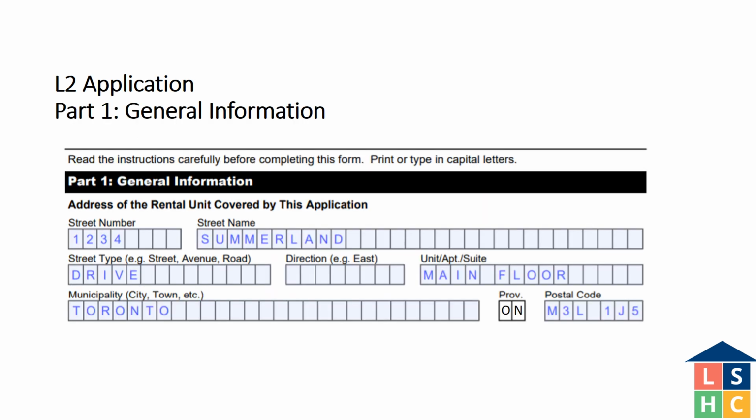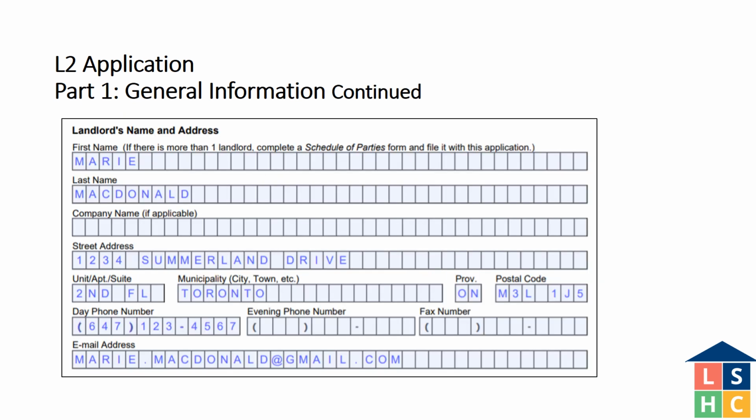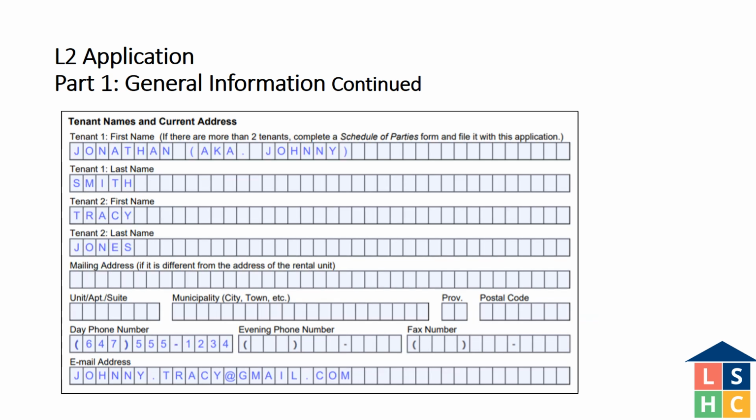Make sure the address in the L2 application matches what you have on the N5 notice. If there is more than one landlord, use the Schedule of Parties form from the Landlord and Tenant Board website to add them to the application. If there are more than 2 tenants, you should also use the Schedule of Parties form to add them to the application.